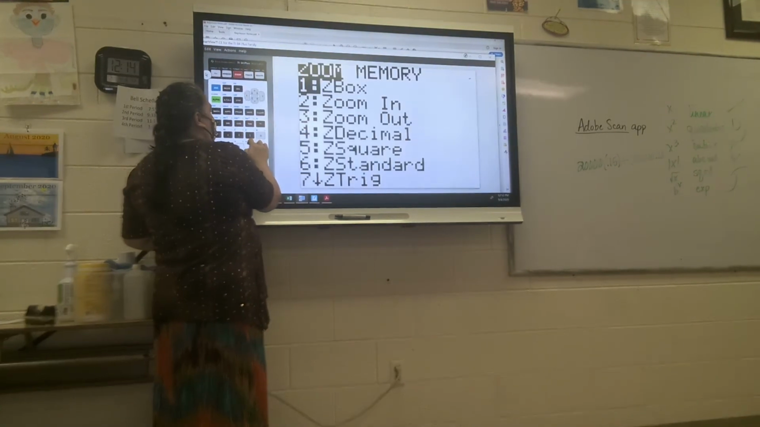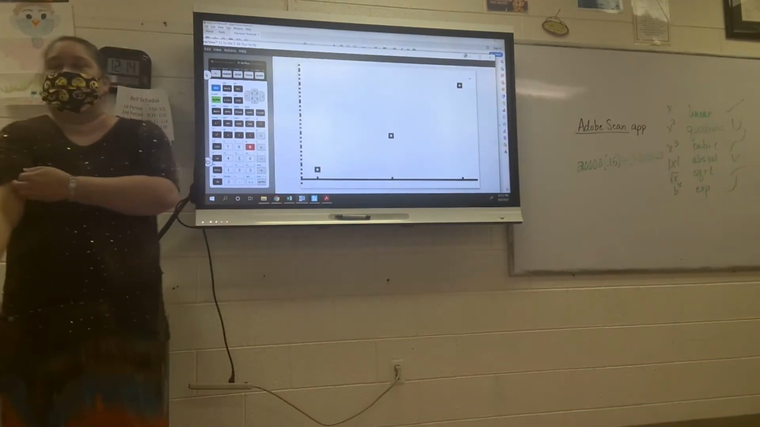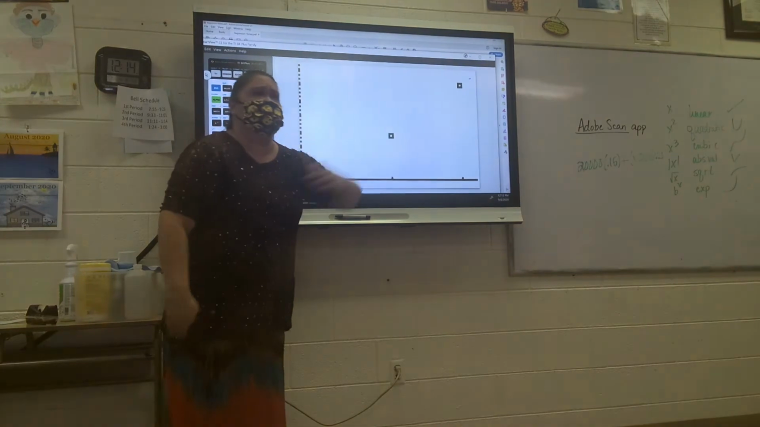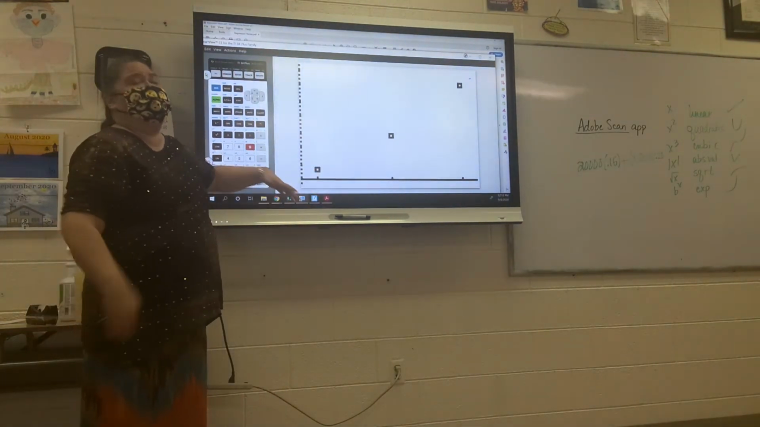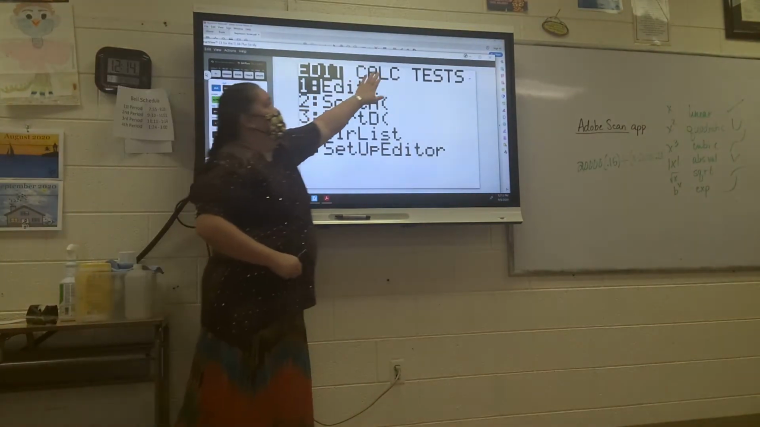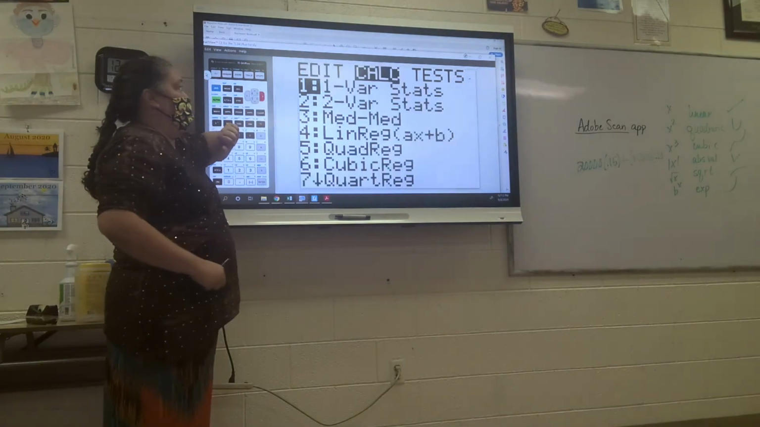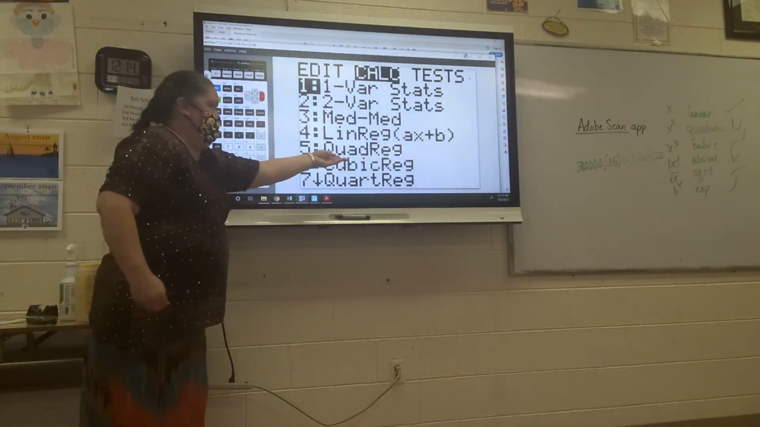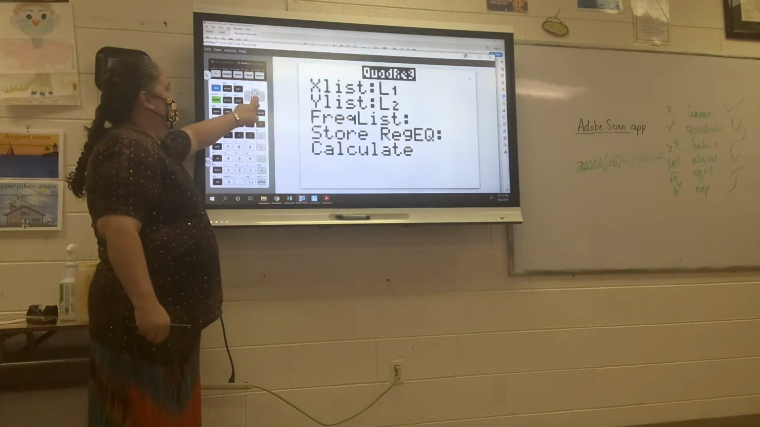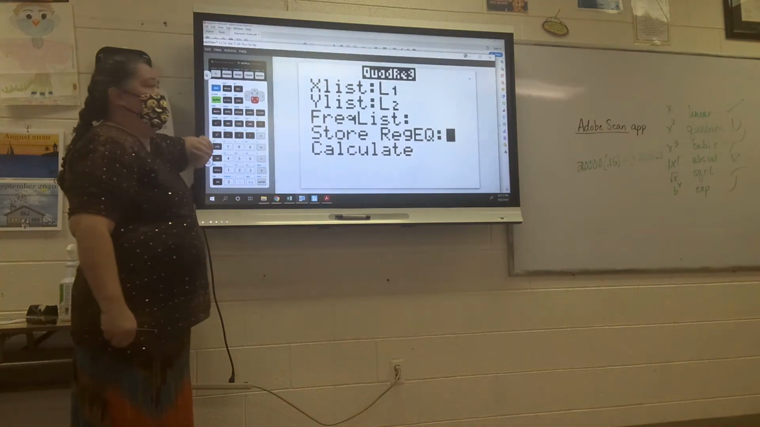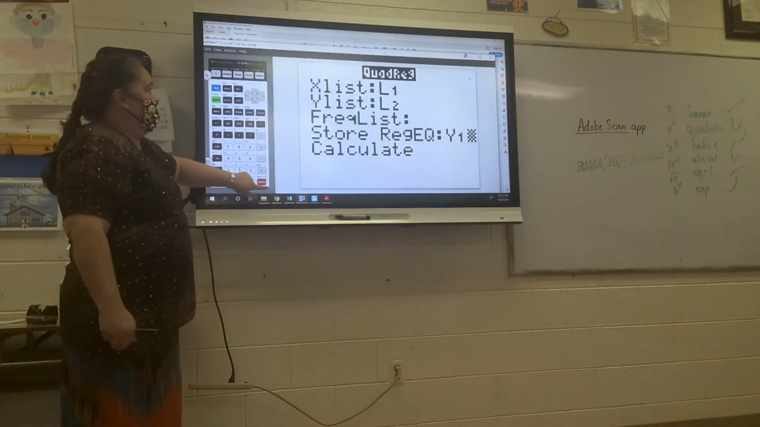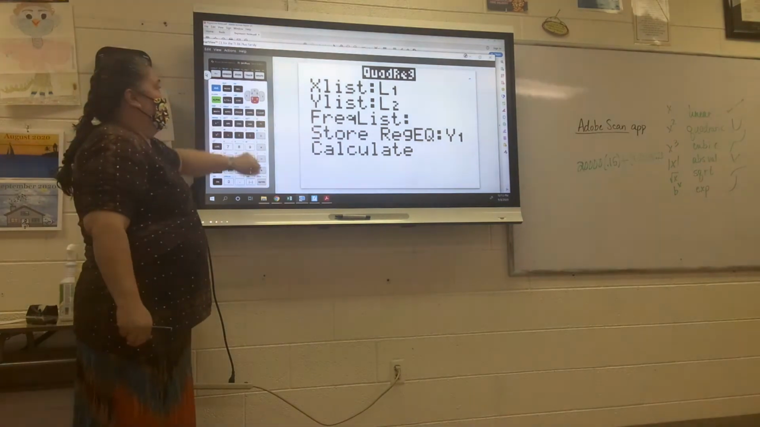Zoom 9. If it asks you to draw a scatter plot, that's all you do in your calculator. Zoom 9. There's only 3 dots. This could be anything. This could be linear, quadratic, exponential. There's not enough dots to really tell, but they told us it was quadratic. So stat, calc right here. Arrow over. Which one's quadratic? 5. Look, it says quadratic. Number 5. We're going to store that regression equation. So alpha trace, enter, and calculate.